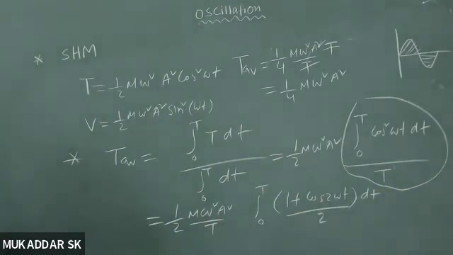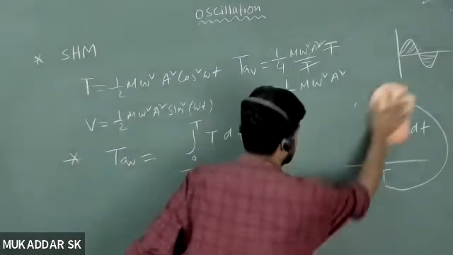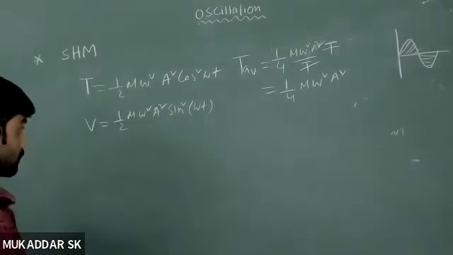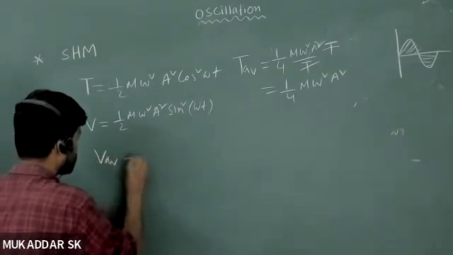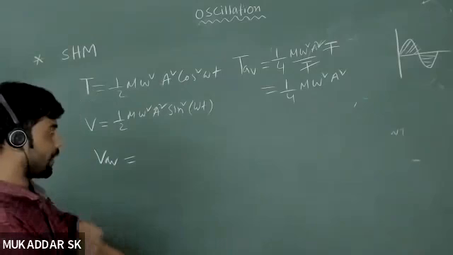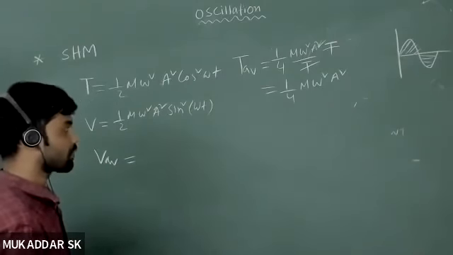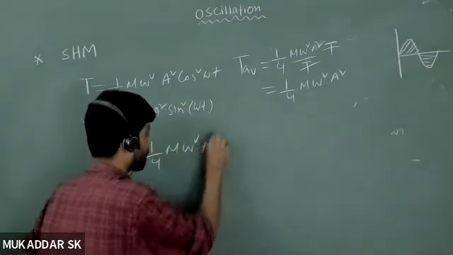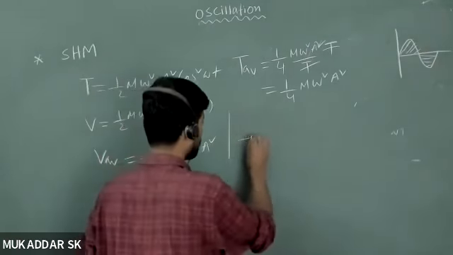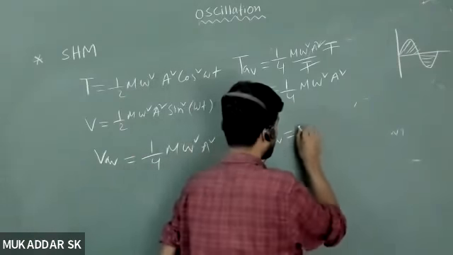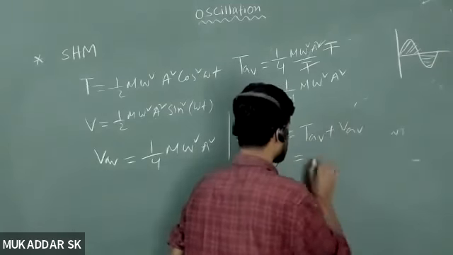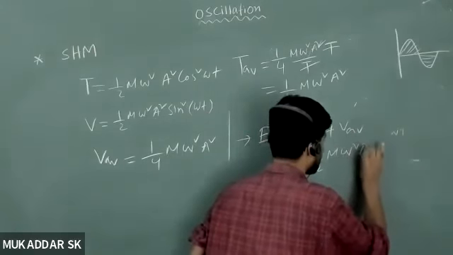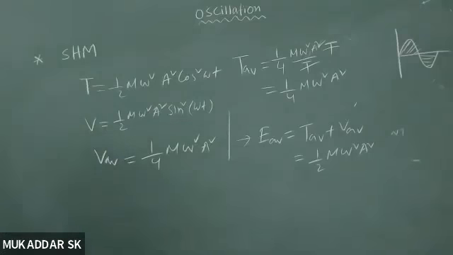Did everyone understand this much? Now, what about your potential energy? What about the average value of potential energy? Sir, same. I am not calculating it, you can calculate it. Because I just told you the average value of sine square theta or cos square theta will be 1/2, you will get 1/4 m omega square a square. So the average value of total energy will be T average plus V average. If you calculate, you will get 1/2 m omega square a square. Is this part clear? Yes sir.